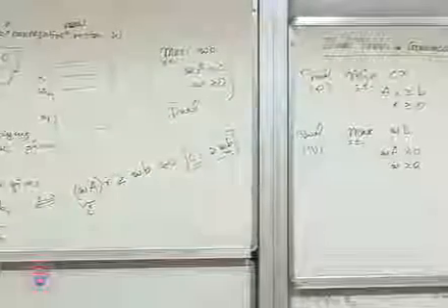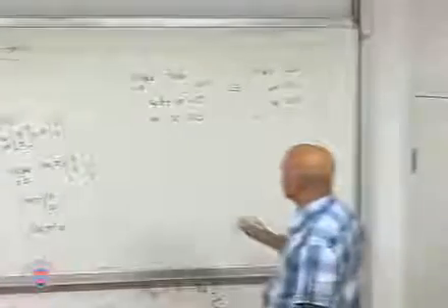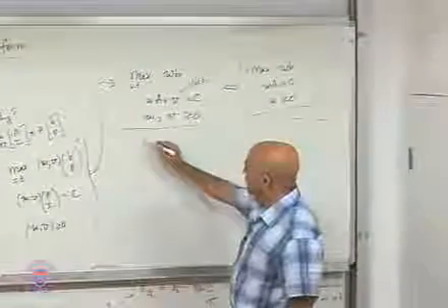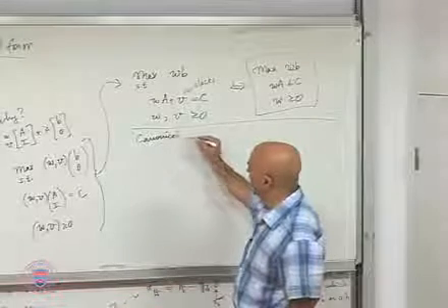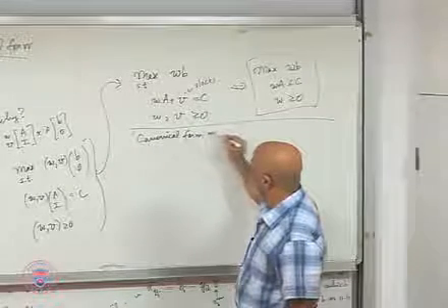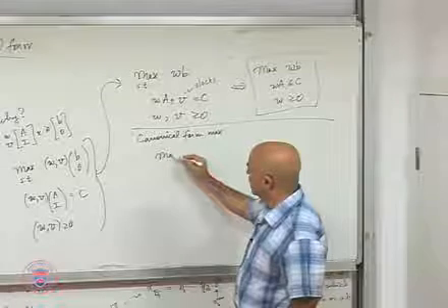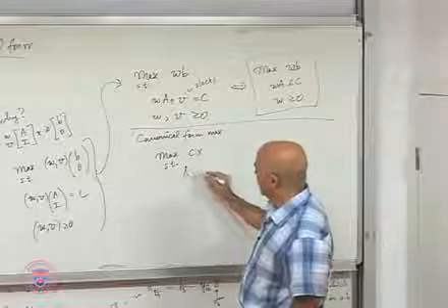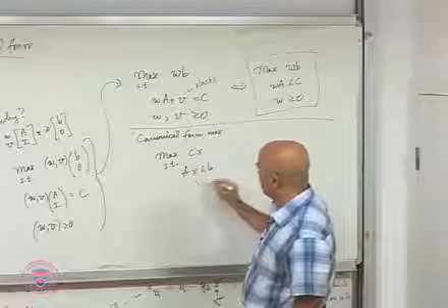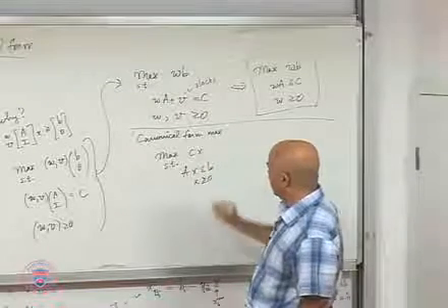Okay? That's the canonical form, primal dual pair for this. And canonical form maximization is just a maximization problem: maximize Cx subject to Ax less than or equal to b with x greater than or equal to 0.